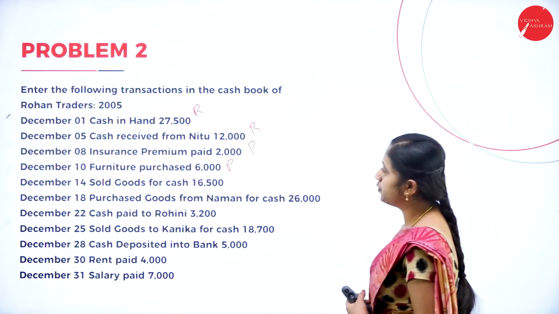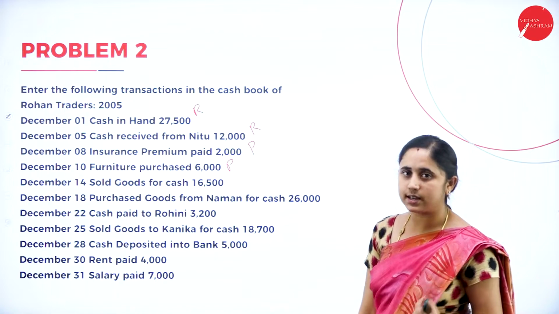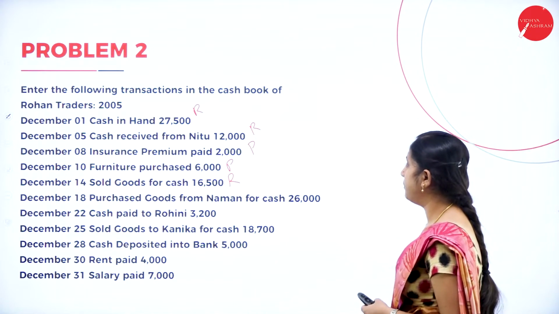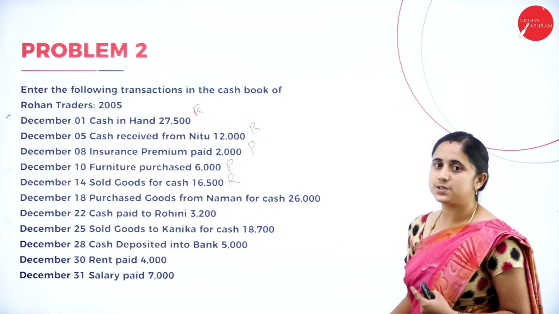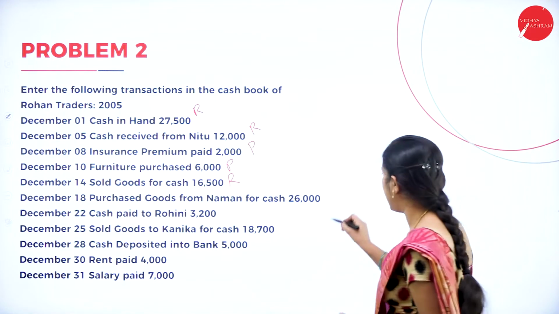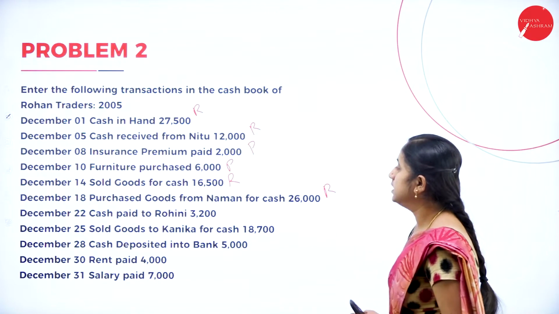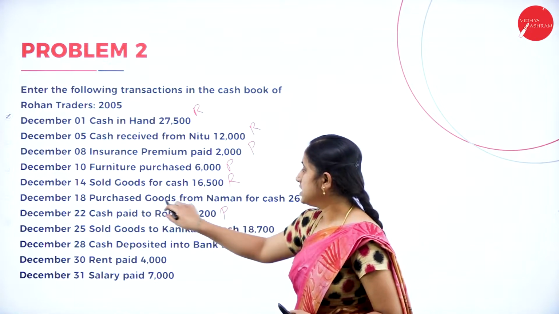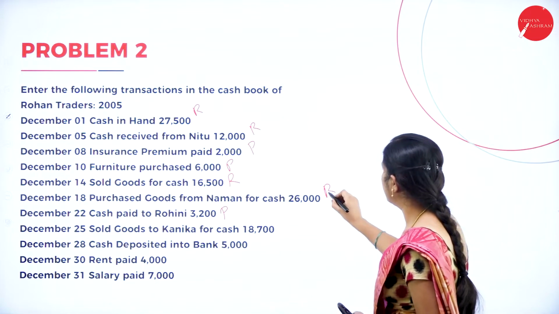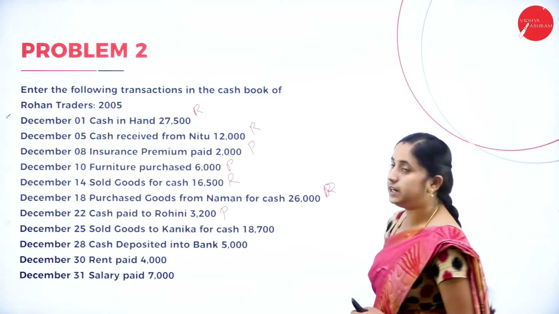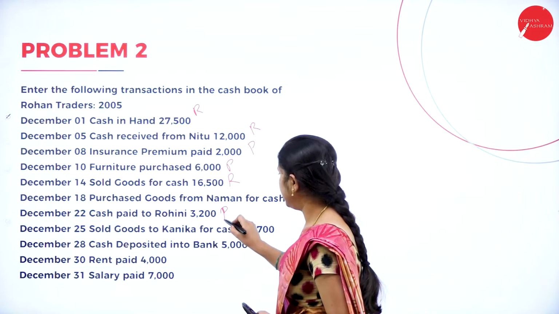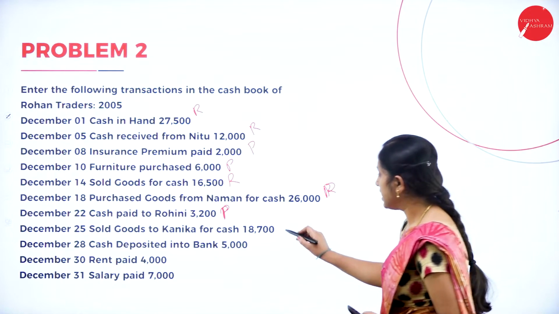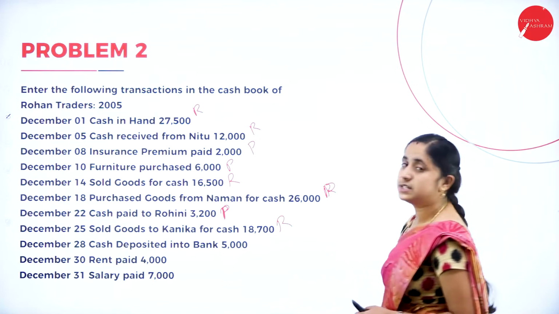Then sold goods for cash. When you make a sale, cash is coming in, so this is a receipt. Purchase goods from Naman for cash, that means cash is going out. This is a payment. Cash paid to Rohini, payment. Sold goods to Kanika for cash, sales, cash is coming in, receipt.